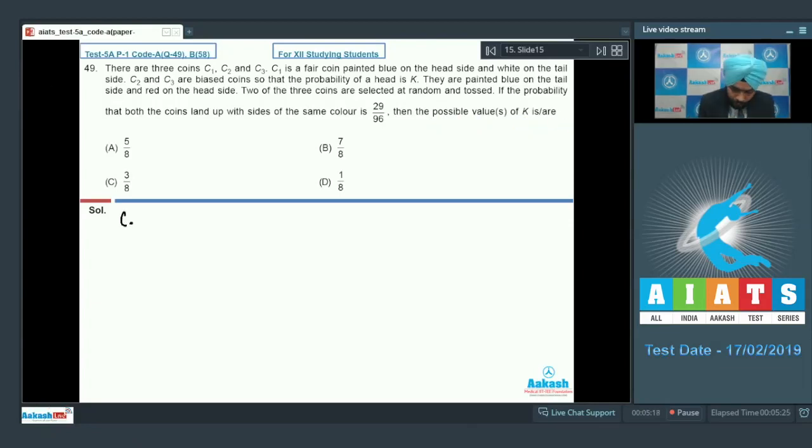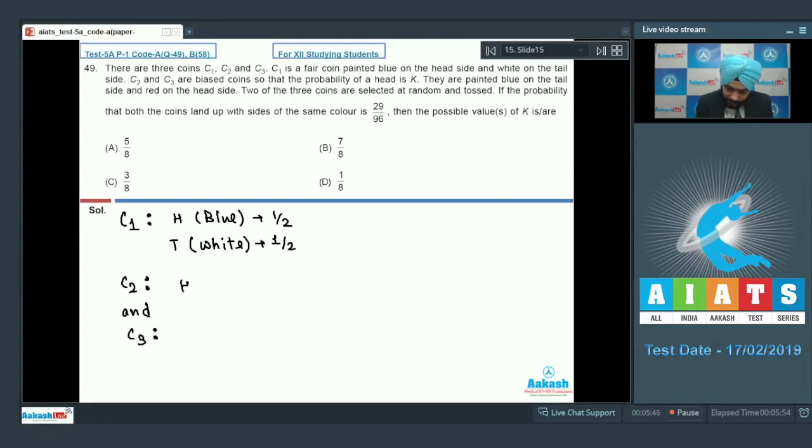Students, we have coin 1, head painted with blue, and the probability is half. Tail painted with white, the probability is half. We have coins C2 and C3, evaluation is same. We have head painted with red and the probability is K. Tail painted with blue and the probability is 1 minus K, because tail and head are exclusive and exhaustive events.